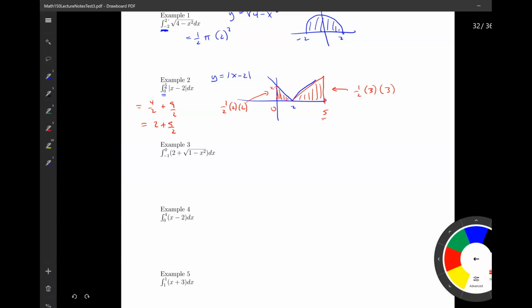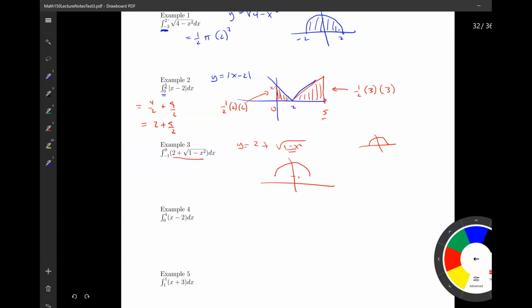Okay, a little bit more challenging of a graph. So y equals 2 plus the square root of 1 minus x squared. The half circle graph by itself would be this graph here, right? But it's being shifted up by 2. So it looks like this.